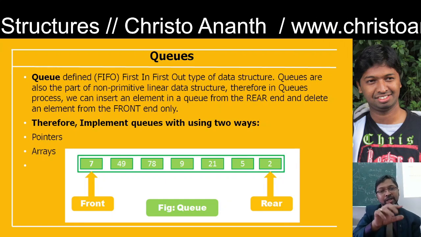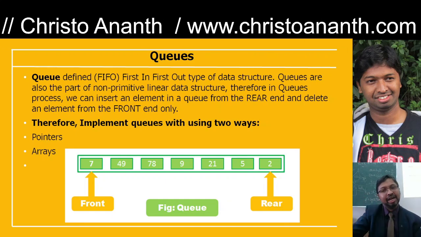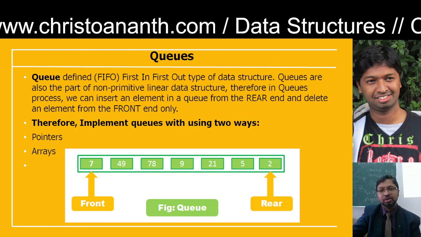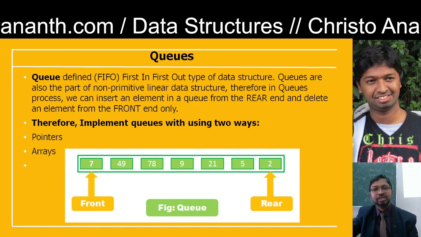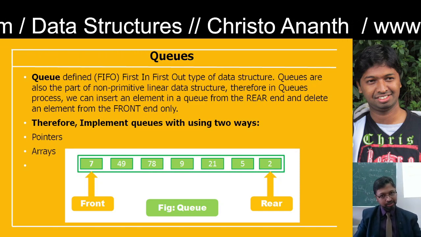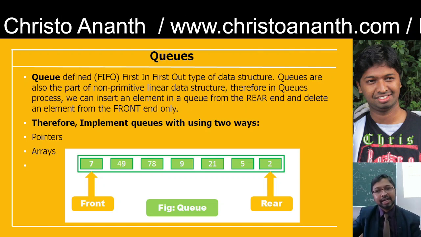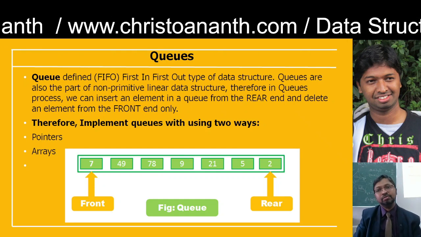Okay, so maybe if you have an array like 7, 49, 79, 21, 5, 2, rear is towards the end and front is towards the first. So an element can be inserted from the rear end and can be deleted from the front end.